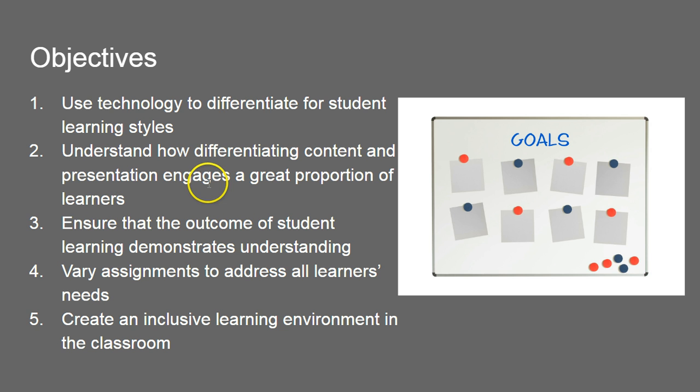Okay, the objectives are to use technology to differentiate for student learning styles. It's a tool. Understand how differentiating content and presentation engages a greater proportion of learners. So rather than just lecturing, how great is it if you play a video or they get engaged in a game. You want to ensure that the outcome of student learning demonstrates understanding. So if you see students are engaged in a learning style that doesn't result in understanding, then you try a different approach.